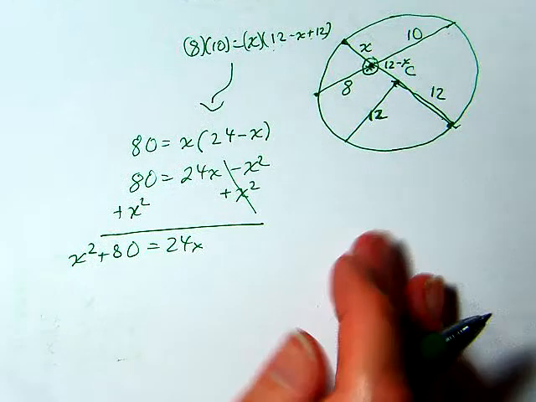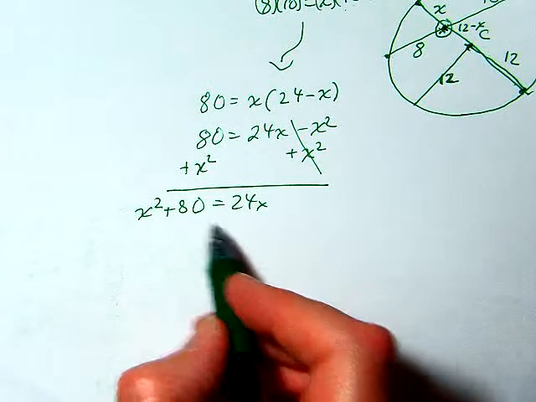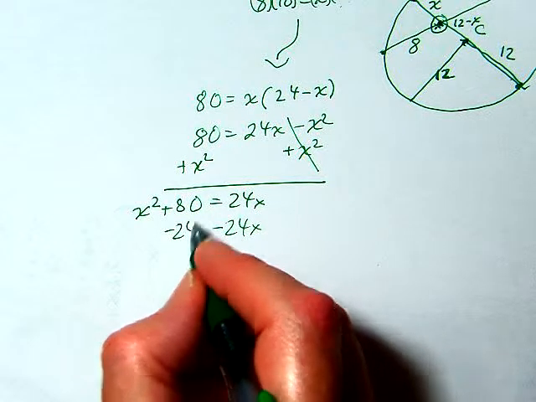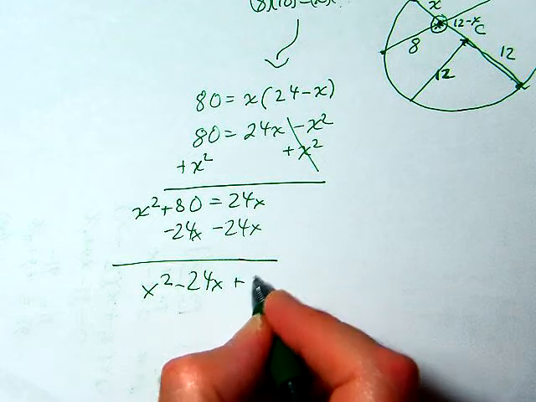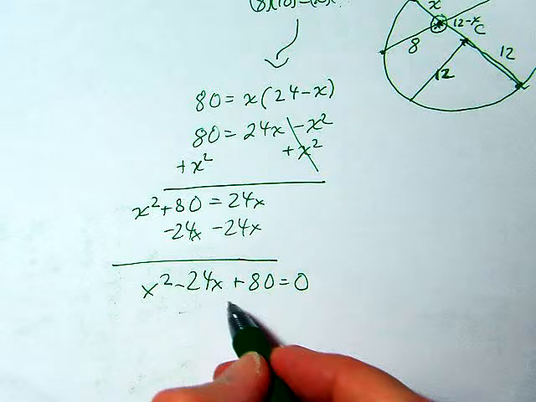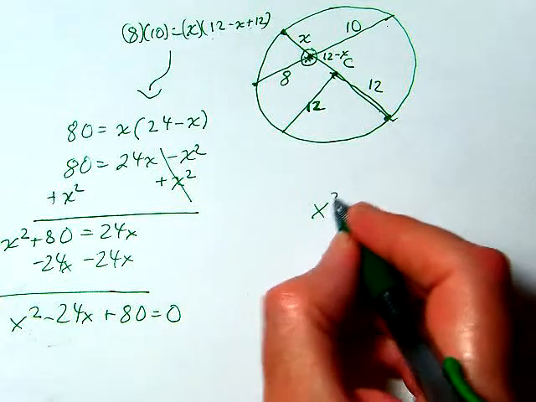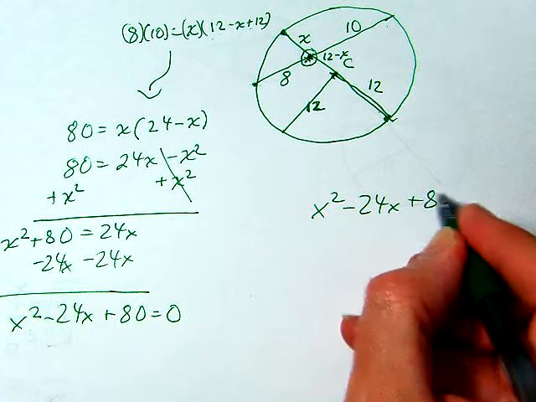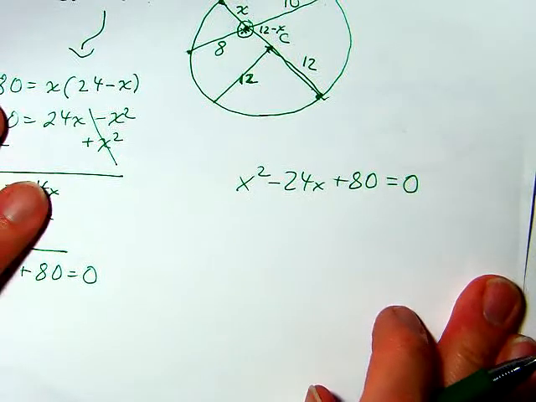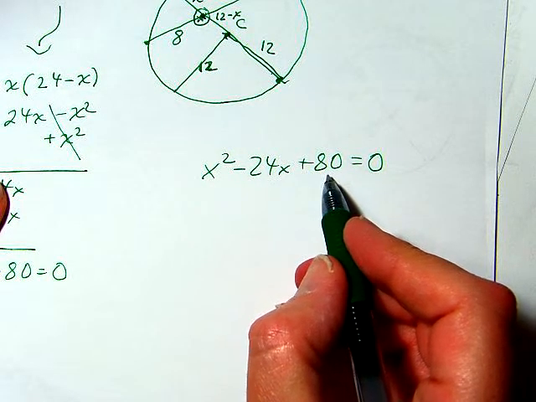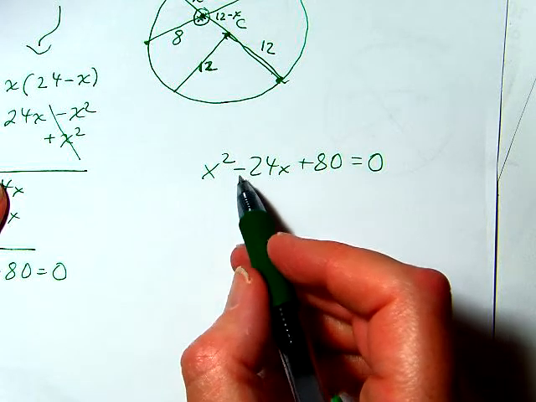And you do want to set one of the sides equal to 0. This already has the positive x squared, so let's subtract 24x from both sides, and that will give us x squared minus 24x plus 80 equals 0. That is the expression we need to factor. Let me copy it over here. That again is x squared minus 24x plus 80 equals 0. So let's figure out how we are going to factor that expression. We've got to look at factors of 80 and see factors that add up to negative 24.